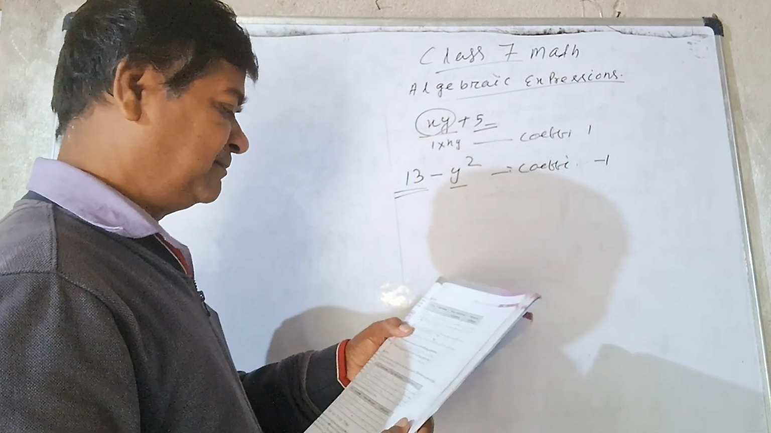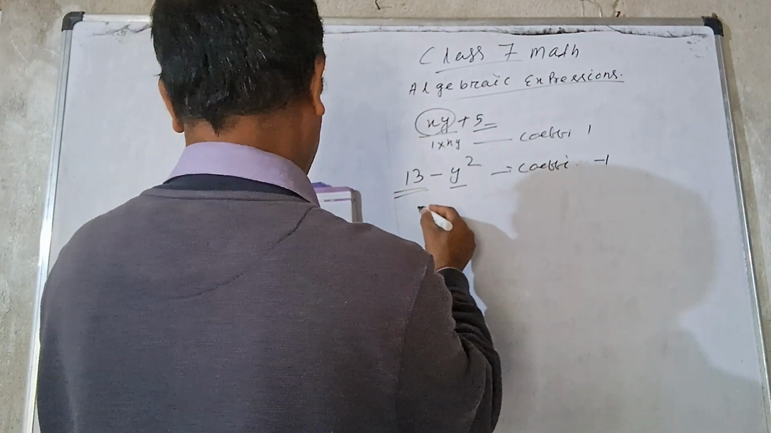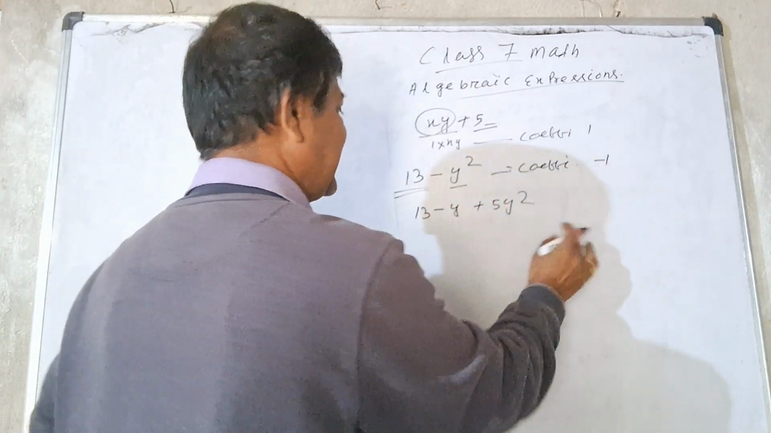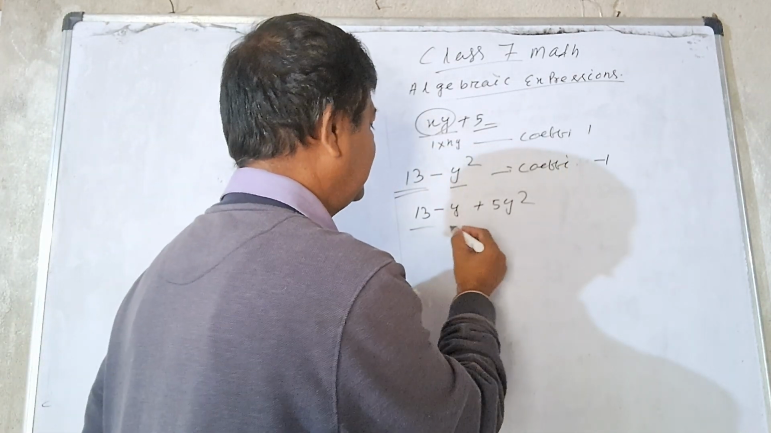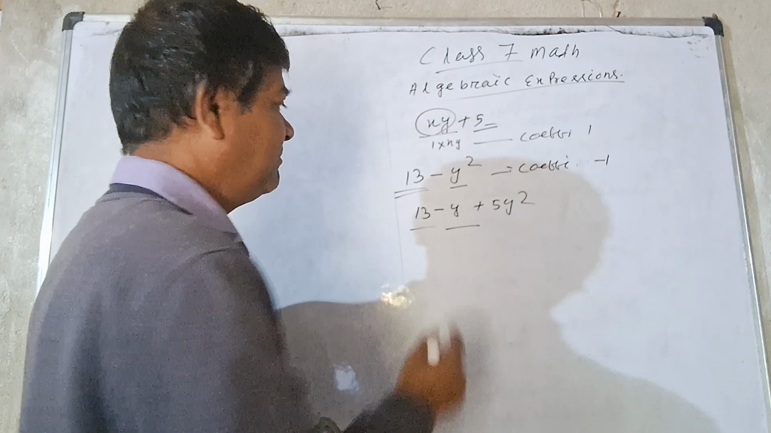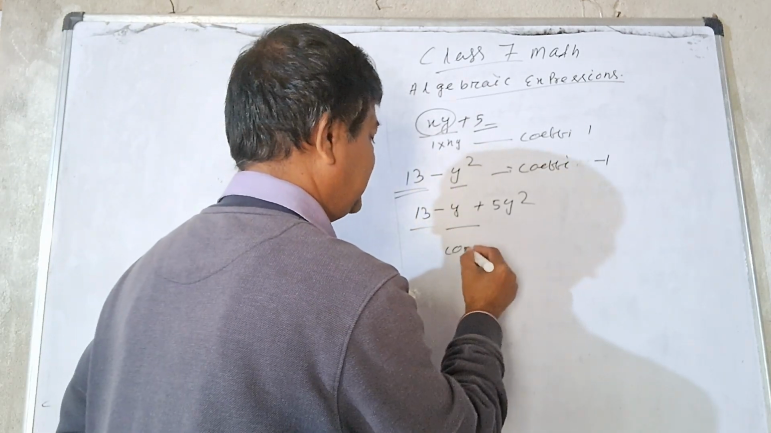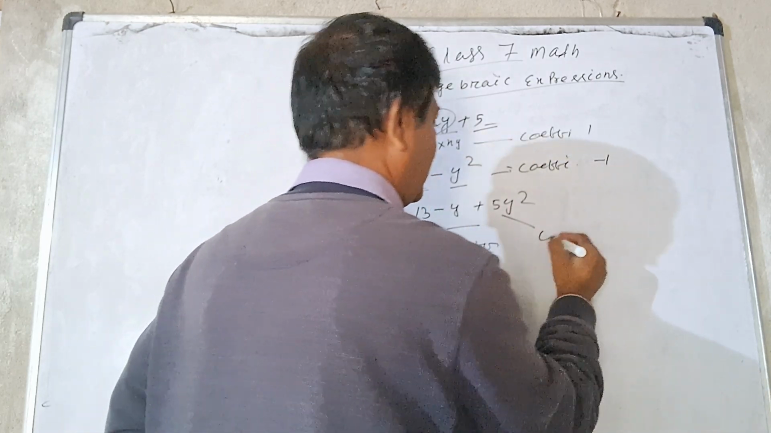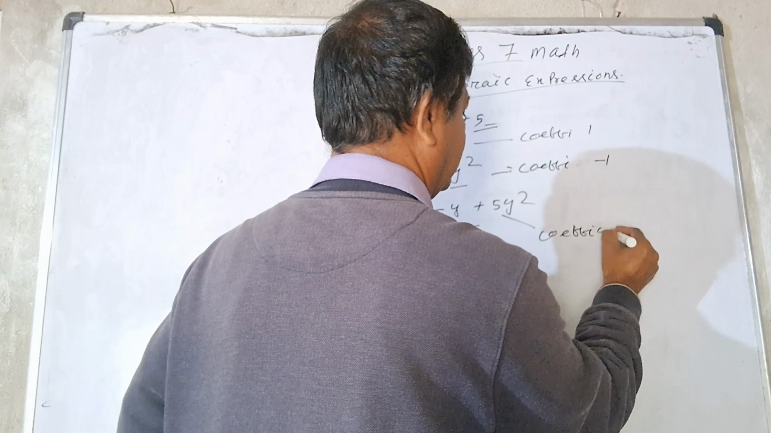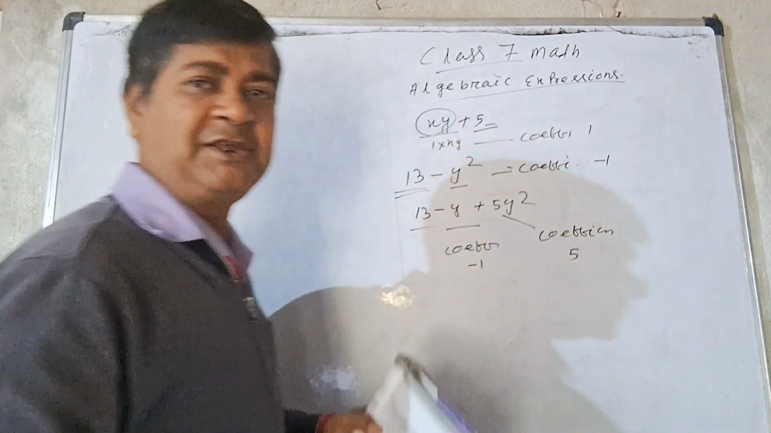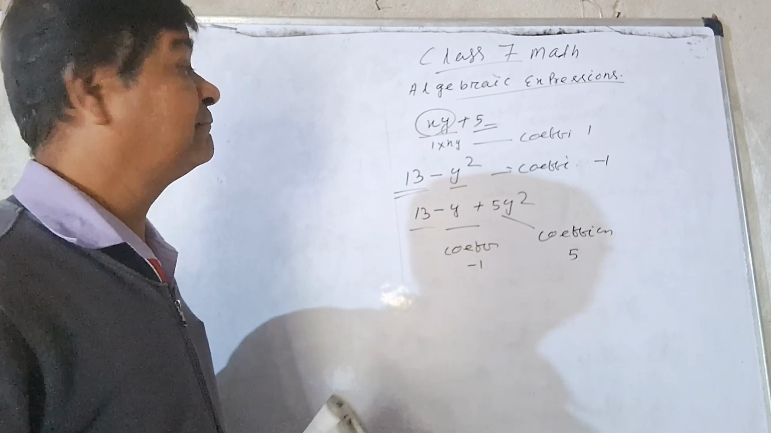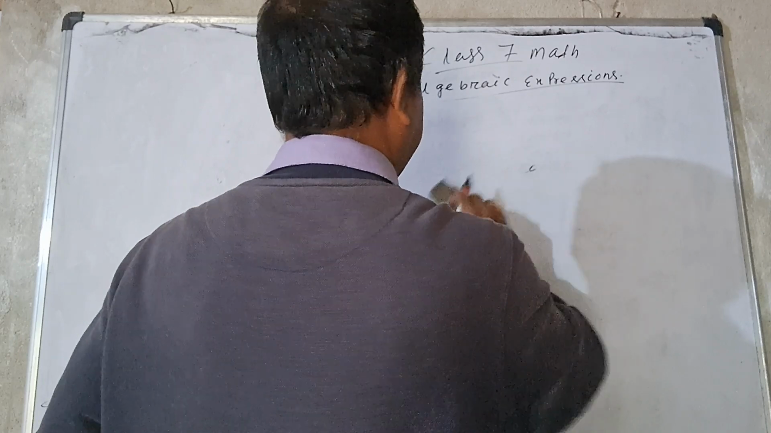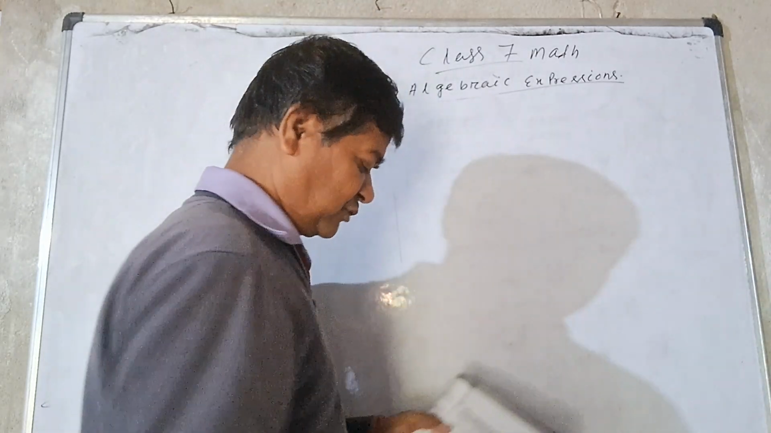Similarly, another expression, 13 minus y plus 5y square. There are three terms. But 13 is a constant, so it is not necessary to write its coefficient. Minus y is another term, its coefficient is minus 1. 5y square is another term, coefficient 5. In this way you will be able to find the coefficient of variables.